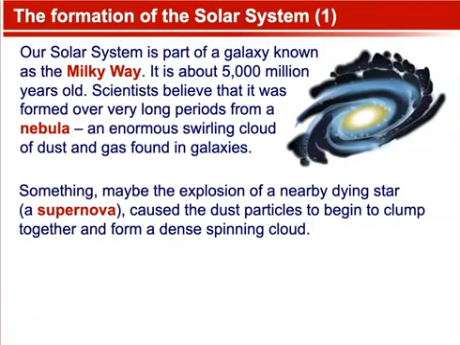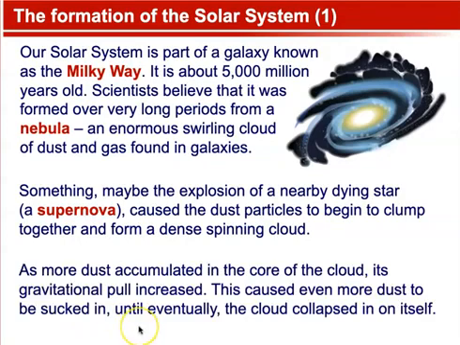Scientists believe that something, maybe an explosion of a nearby dying star, which is called a supernova, caused the dust particles to begin to clump together and form a dense spinning cloud. As more dust accumulated in the core of the cloud, its gravitational pull increased. This caused even more dust to be sucked in until eventually the cloud collapsed in on itself.